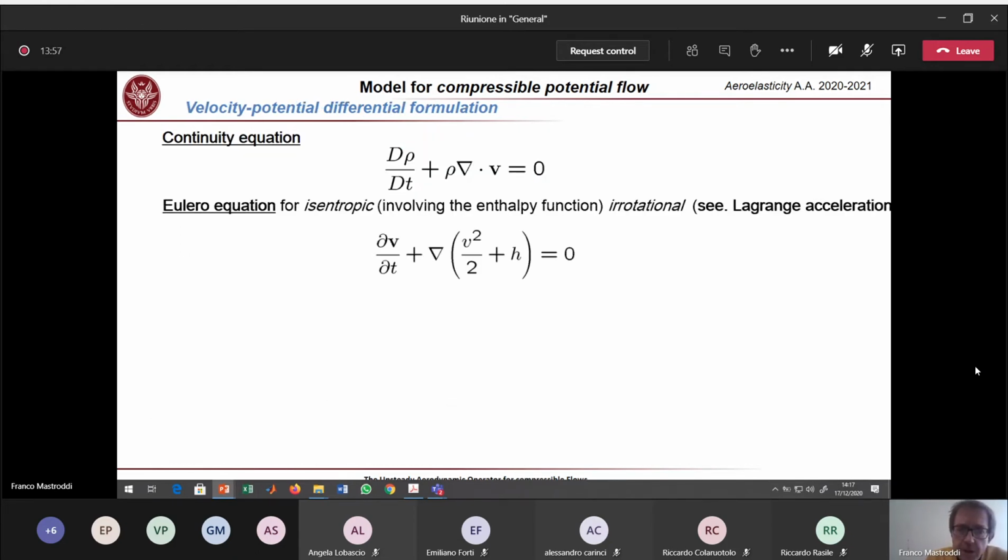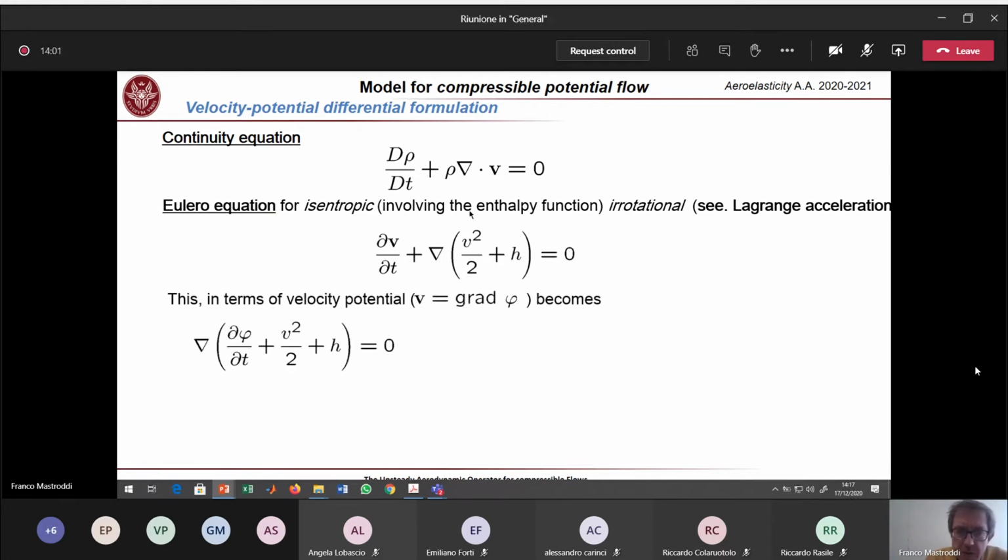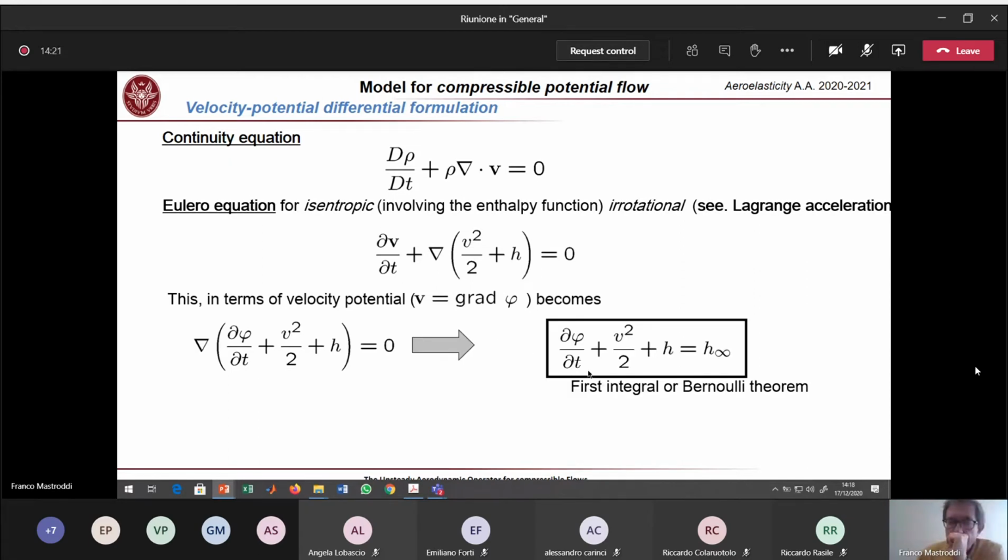And what happens to the Euler equation in this case? The Euler equation, including the meaning of enthalpy, plus the hypothesis of potential flow, can be rewritten in this form here, and therefore we have the possibility to obtain as first integral of the Euler equation the Bernoulli theorem.